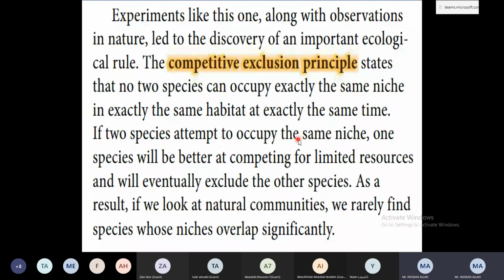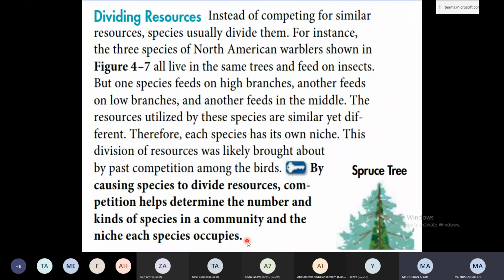If two species attempt to occupy the same niche, one species will be better at competing for limited resources and will eventually exclude the other species. So it will survive and the other will die out. As a result, if we look at natural communities, we rarely find species whose niches overlap significantly. So one will survive and the other will die out. Right? So this was the lesson which we were supposed to study till today.